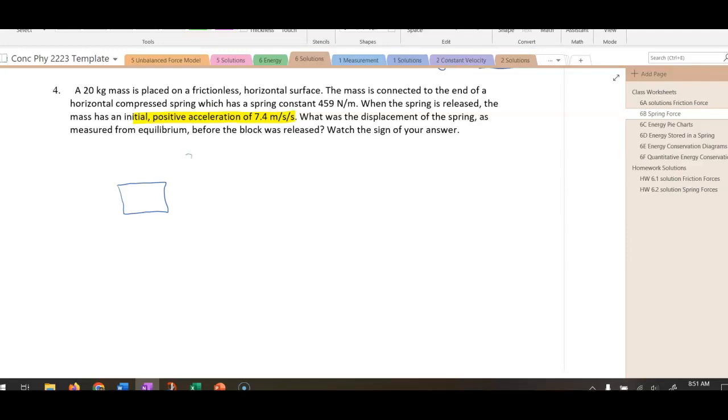So if the acceleration is to the right, I know the net force must be to the right. So I'm thinking the spring force must be to the right. Okay? And since the spring force is always in the opposite direction of the displacement, well, the displacement of the spring must have been to the left. So it really doesn't matter whether I draw the spring on the right or on the left. I can still kind of figure out what I'm expecting.